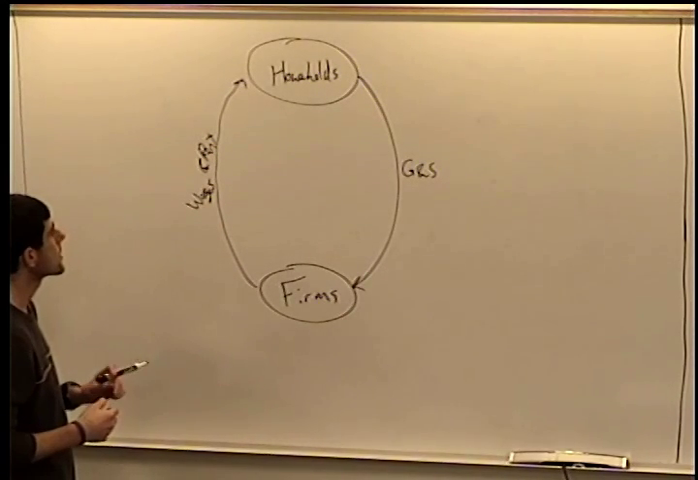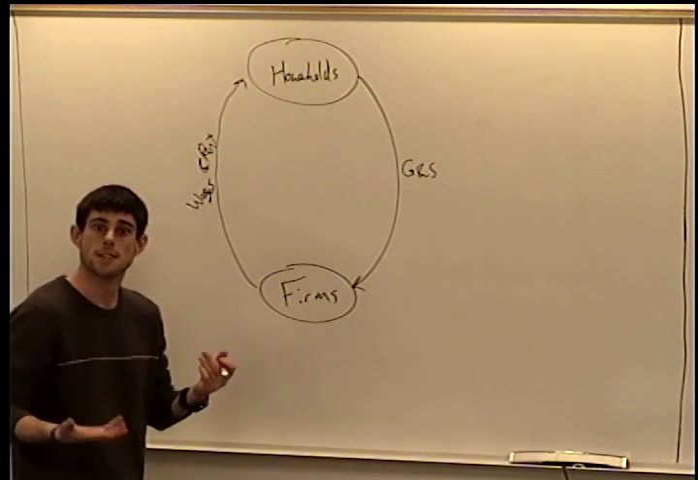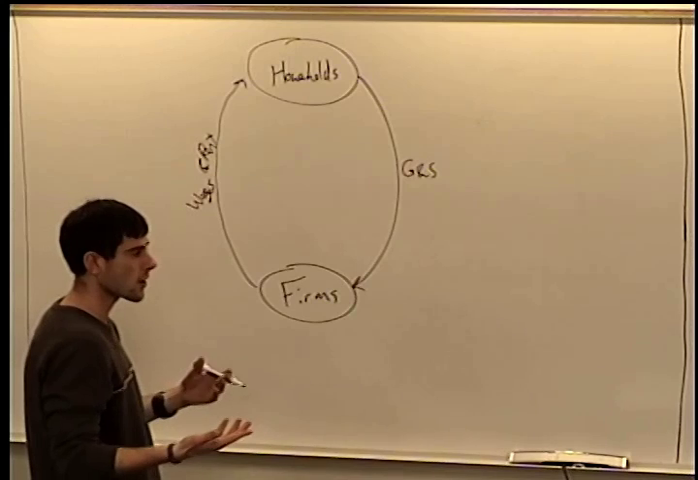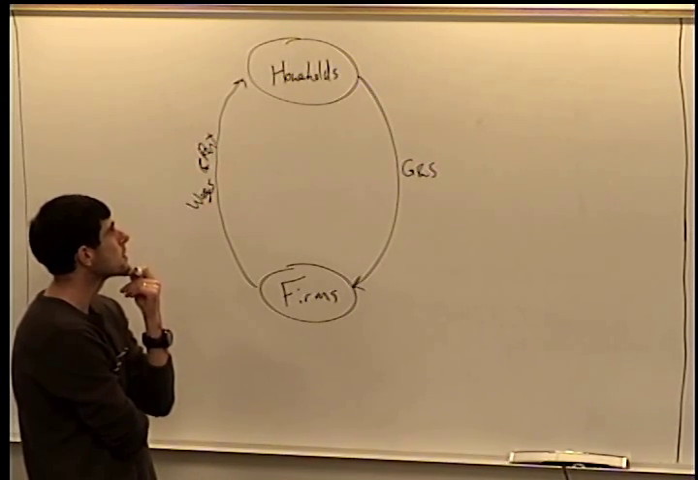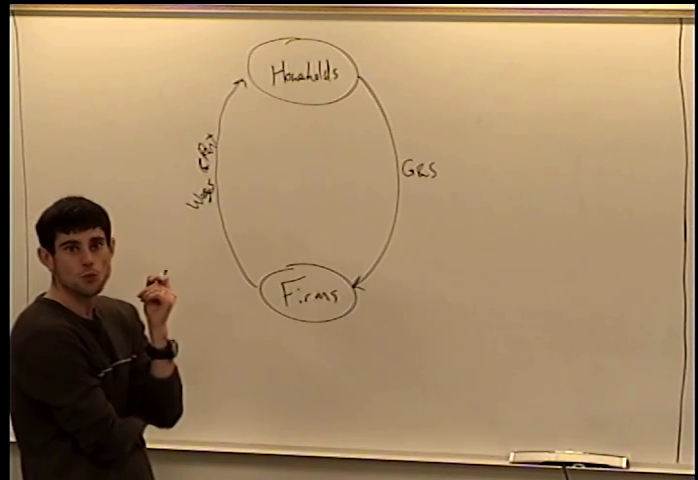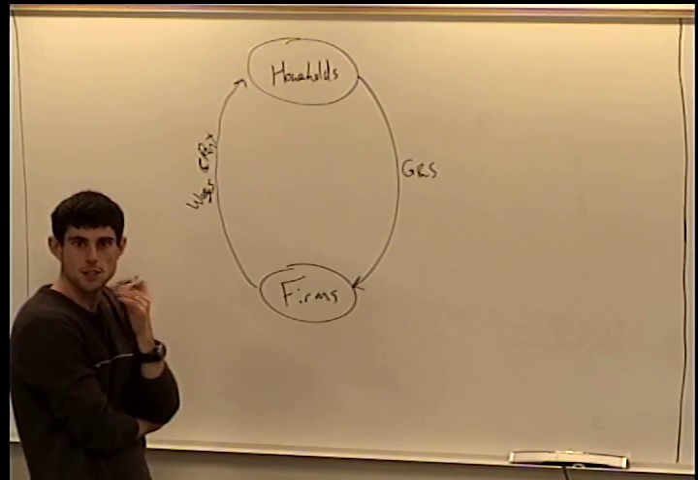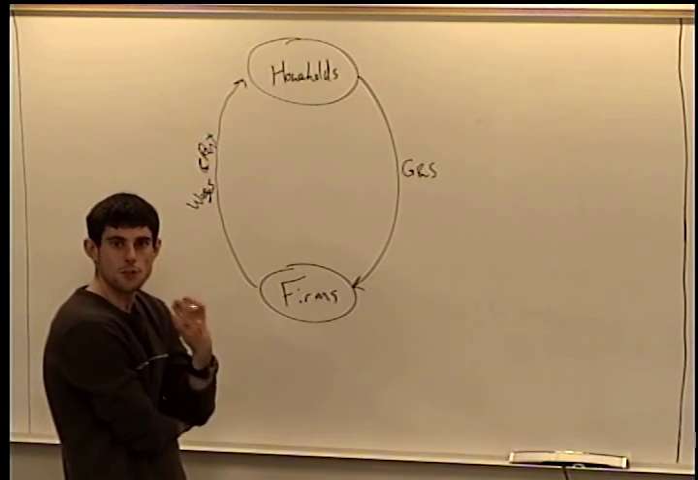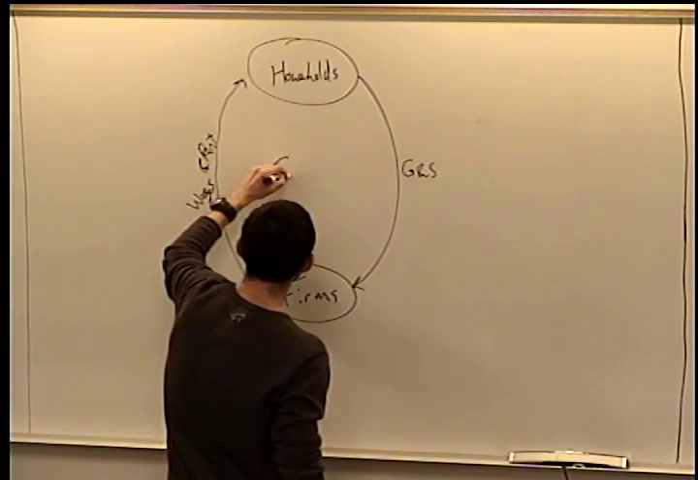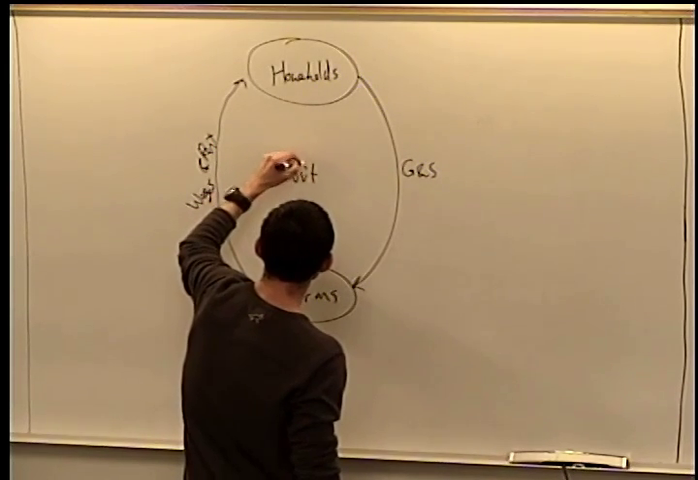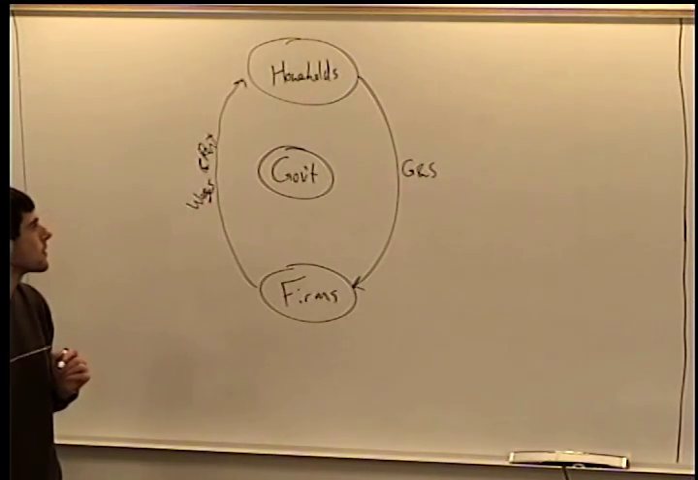Next, do we have other sectors of the economy? The answer obviously is yes. We have households and we have firms, but who produces the roads? That's not a firm nor a household, but it's the government. The government supplies the roads that we drive on, so that's another sector of the economy. So we have the government, and I'm going to put the government right in the middle.